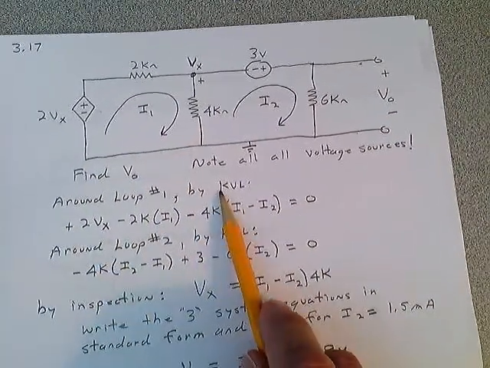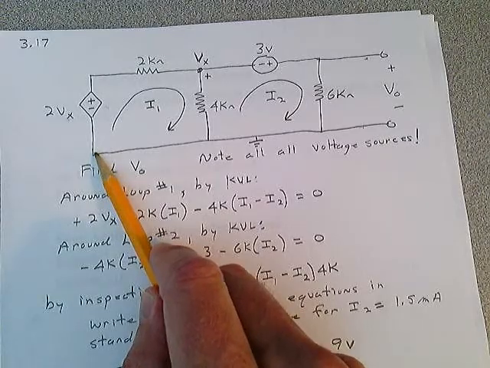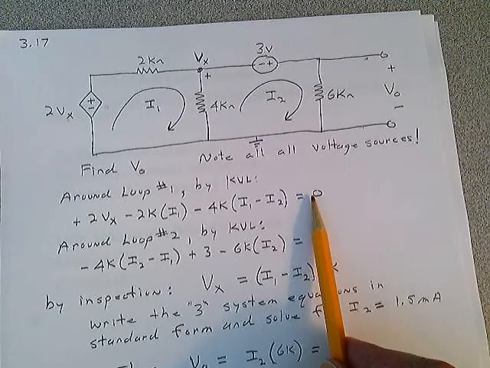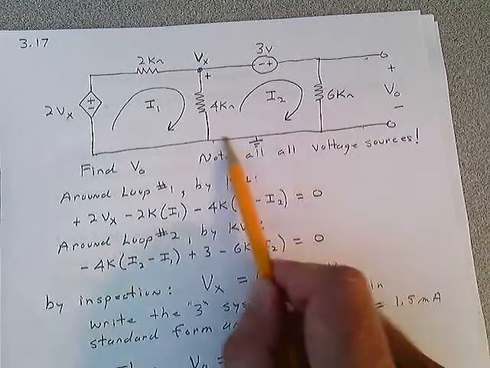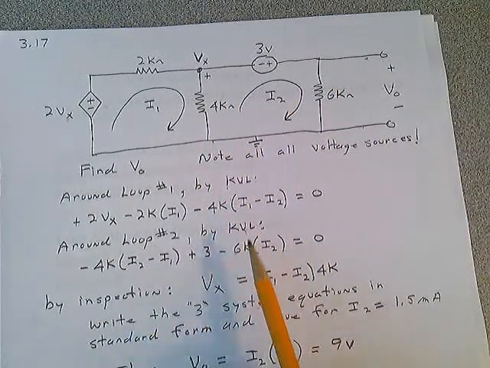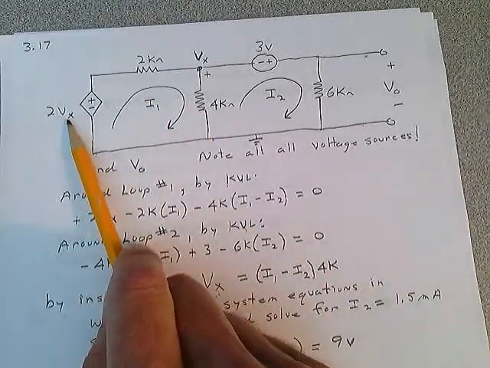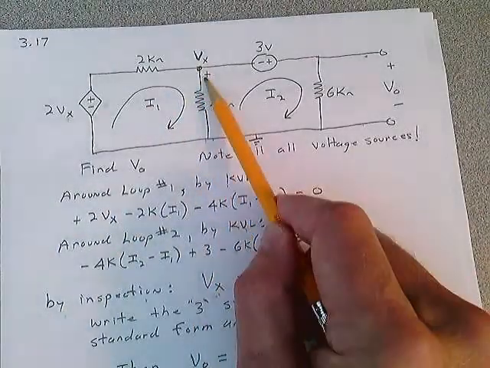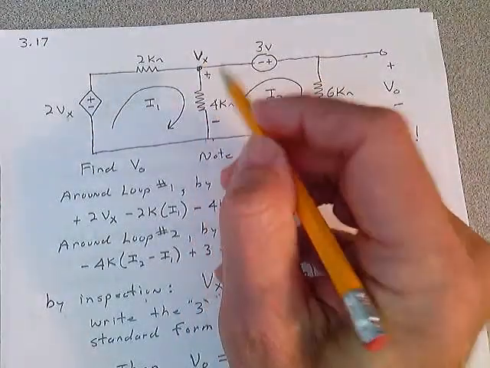Around loop 1 by Kirchhoff's voltage law, you start down here. Around this loop, I think you can get this equation without any problem now. Around loop 2 by Kirchhoff's voltage law, you start at this point, you go around this loop, that equation. Clean both of these up very carefully, get them in a standard form, and by inspection, you need that controlling variable Vx. Well, Vx is defined here, plus to minus, the author gives you that.